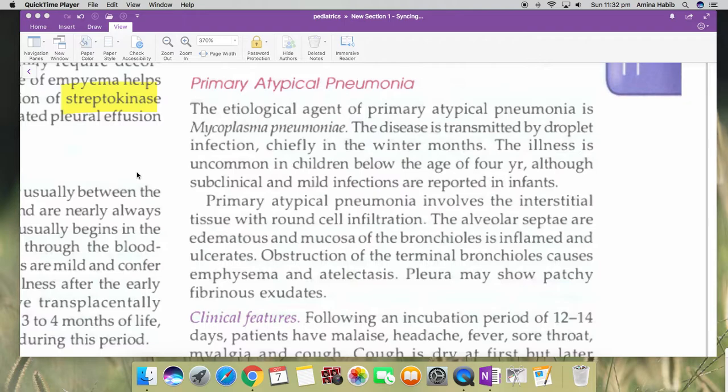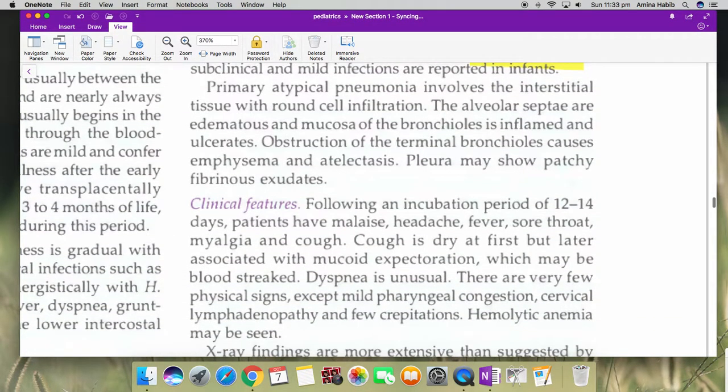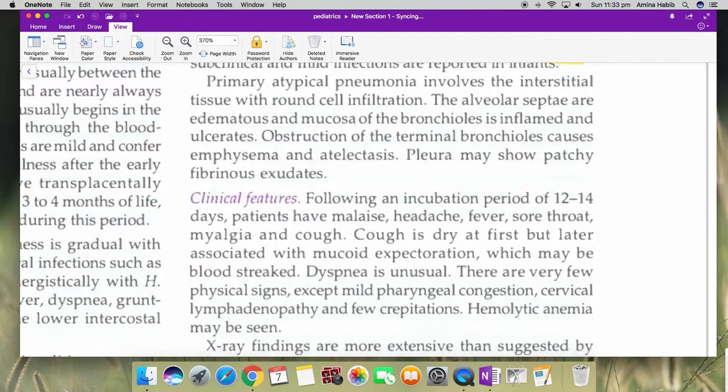So let's see if anything has been left uncovered. The various agents we discussed, and it occurs after 4 years of age. Primary atypical pneumonia involves the interstitial tissue, with round cell infiltration. The alveolar septae are edematous, and the mucosa of the bronchioles is inflamed and may ulcerate.